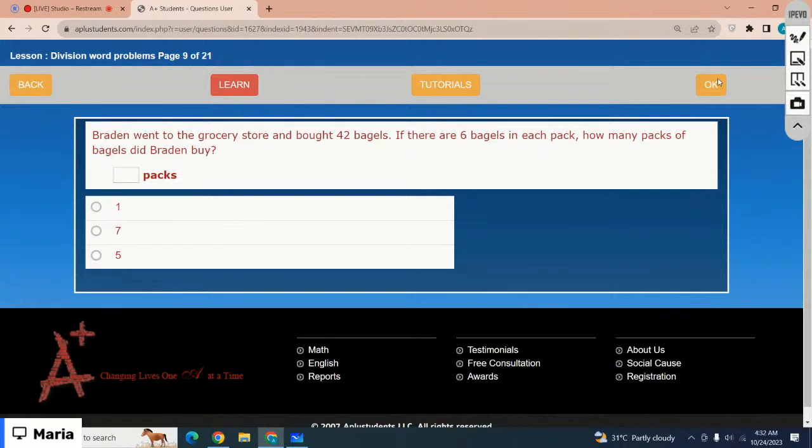6 times what number is 42? The correct option is 7. Very good. Okay, you can complete the lesson by yourself later today. Let me just move on to the next lesson.